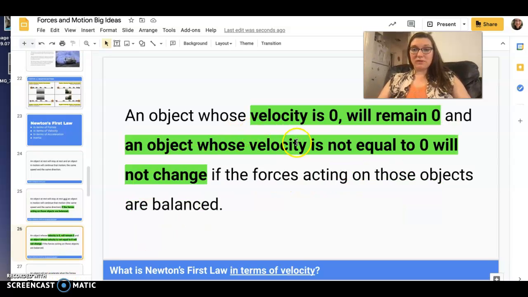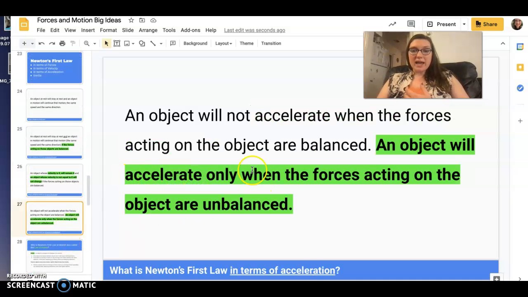What about in terms of velocity? An object whose velocity is 0 is going to remain at a velocity of 0. And an object whose velocity is not equal to 0 is not going to change. It's going to stay constant if the forces acting on those objects are balanced. But if they're not balanced, then there's going to be an acceleration, right?